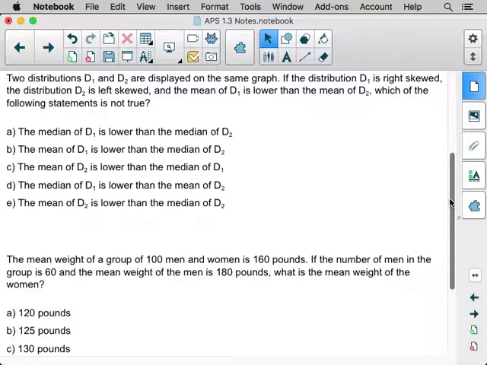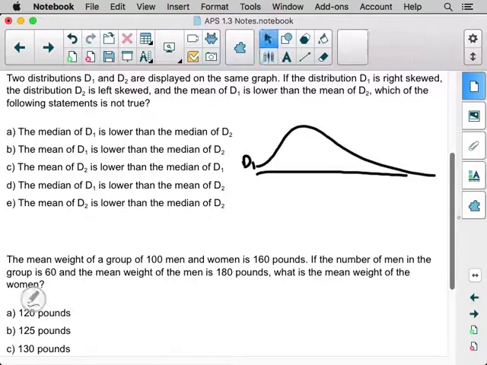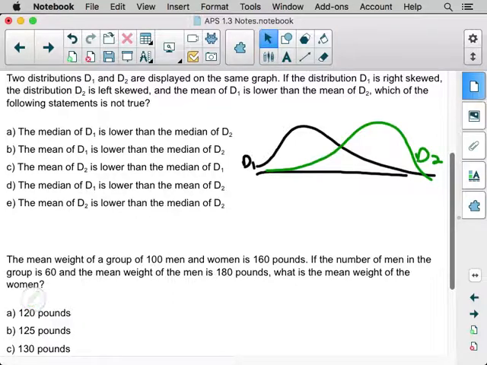I think the easiest way for this one, I would draw a sketch about what we're looking at. Okay, so we have this D1, which is skewed right. So doesn't D1 look something like that, right? D2, it says, is skewed left. And we also know that the mean of D1 is lower than the mean of D2.